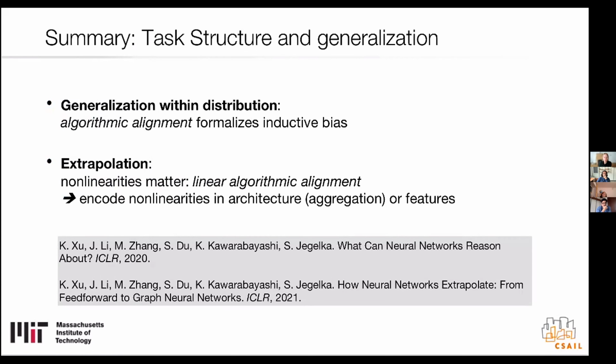The second one is about extrapolation, where we don't only need a match of the architectural structure, but really also the nonlinearities matter a lot.